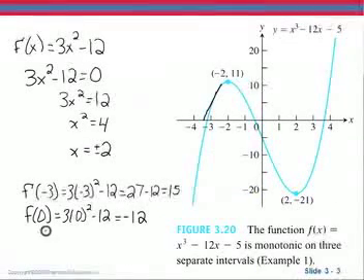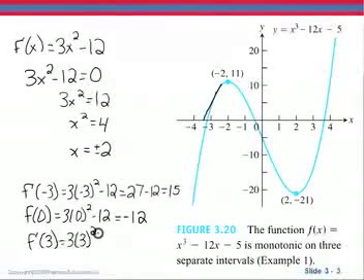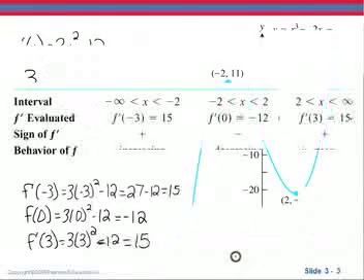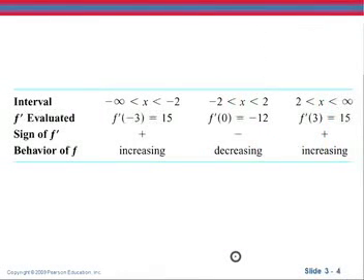And then if we choose a point over here like positive 3, it's going to be the same as negative 3. 3 squared is 9. 3 times 9 is 27, minus 12 is 15. And so again, over here, all of these slopes will be positive. Now I just picked 3 particular points, but you could pick any point in any of those intervals. So it's monotonic on those 3 separate intervals. And this is just a slide that shows those same values I just found.